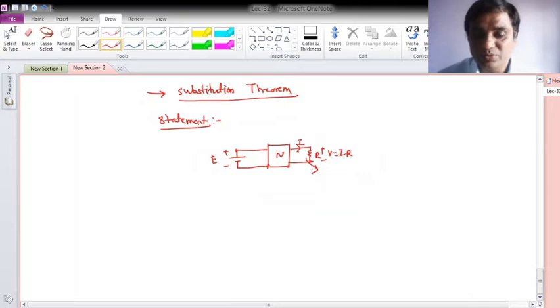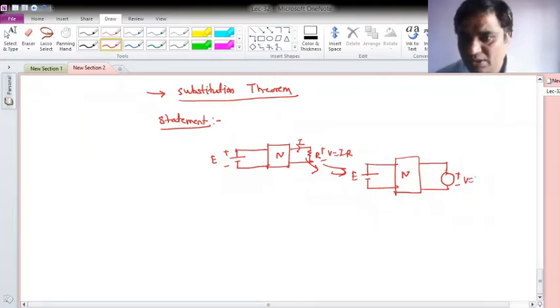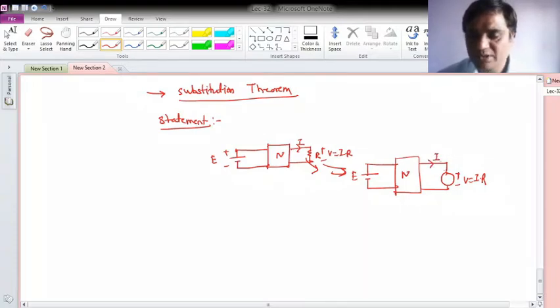So for example, let me draw this once more. This is the network, this was the excitation I applied, and now if I would like to replace this resistor branch with a voltage generator, the value of this voltage generator has to be equal to the drop across R, which was I into R, so that the remaining network voltage and currents will not be disturbed. So I can replace it by a voltage source, or I can also replace it by a current source, with value I.